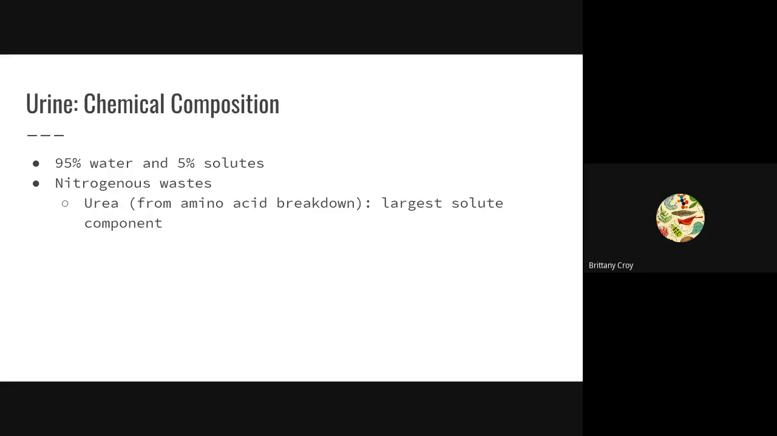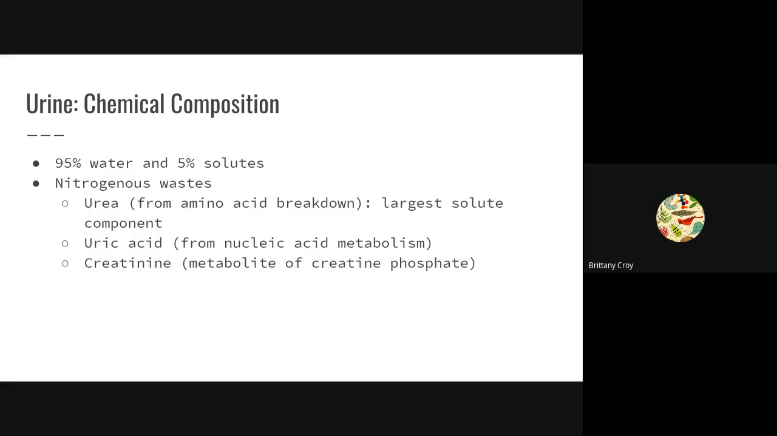So let's talk about what should be in normal urine. Urine is mostly water, 95%, and the other 5% are solutes or dissolved particles. Of that 5%, most of it are nitrogenous waste products, like urea. The body produces urea when it breaks down amino acids. Most of that 5% is urea. Also, uric acid, produced when the body breaks down nucleic acids, and creatine or creatinine.